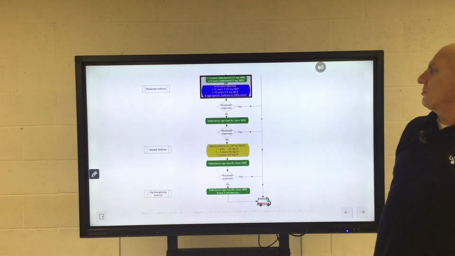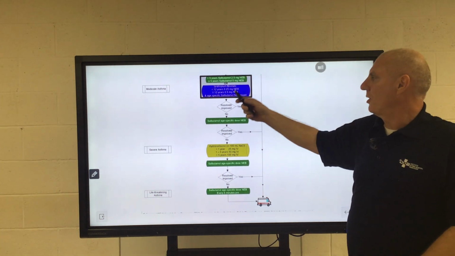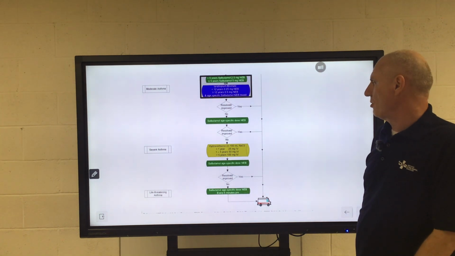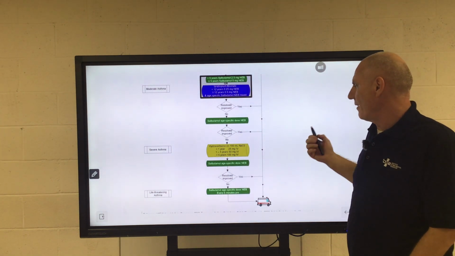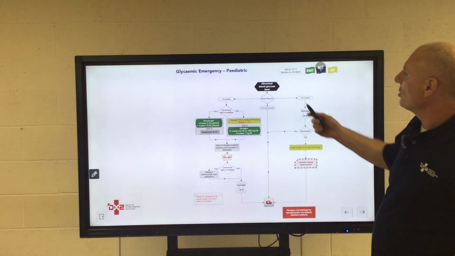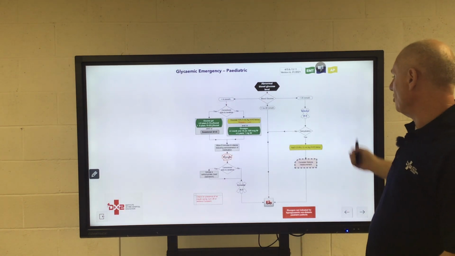Okay, again, we're just running down through it. Your initial salbutamol dose will be augmented if there's no improvement by your ipratropium bromide. And again, if you have advanced paramedics, you can give the likes of hydrocortisone. Okay, glycemic emergencies of pediatrics, there's a change on this.